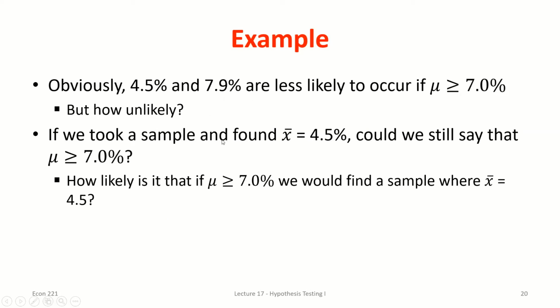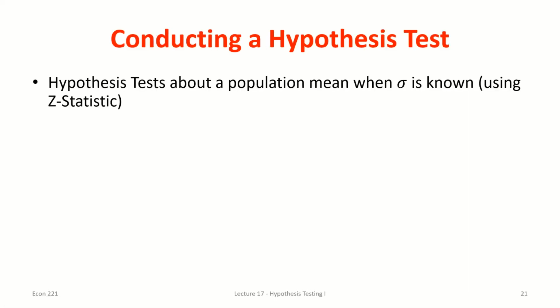So if we took a sample and found that 4.5% was that sample mean, can we reject this null? Or are we failing to reject it? So how do we figure out how likely or unlikely it is and whether or not we're okay with that? Well, the first thing we'll do is convert these sample means that we see into z-scores, or what we'll start calling z-statistics.